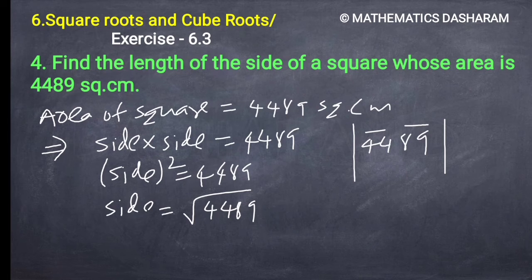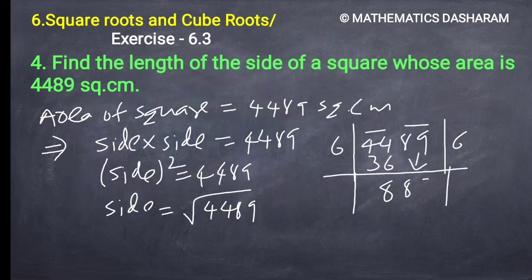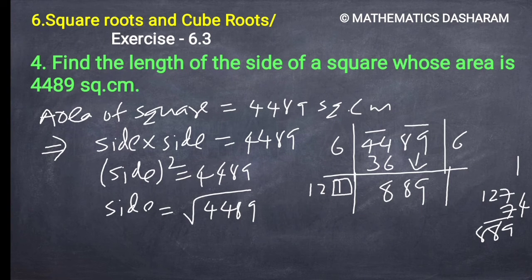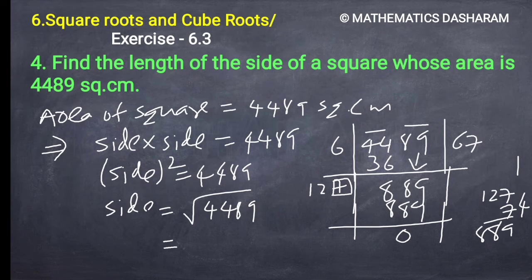So here 6 6s are 36, 7 7s are 49. So 6 into 6 is 36. The remainder is 8. Bring down the next pair 89, so total 889. Next do twice the quotient. 6 into 2 is 12. Now beside 12 we need to select one digit. The suitable digit is 7. So 127 into 7 is 889. So the remainder is 0. So therefore what is the square root of 4489? 67. So the side of a square is 67 centimeters.